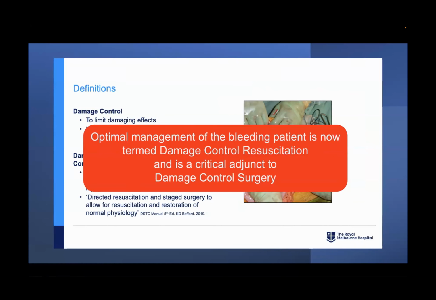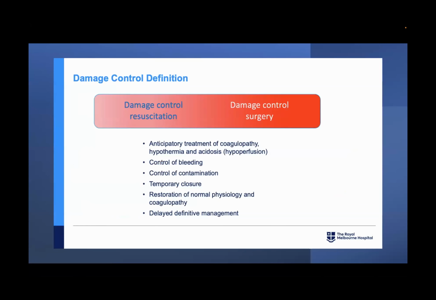Optimal management of the bleeding patient is now termed damage control resuscitation, and it's a critical adjunct to damage control surgery. In fact, many of us now consider damage control surgery a part of the continuum of damage control resuscitation. Other components include anticipating and treating coagulopathy, hypothermia and acidosis. It involves the control of bleeding, the control of contamination, temporary wound closure, particularly in the case of laparotomy, and restoration of normal physiology, including coagulopathy. This then results in a delayed definitive management of any of the injuries identified.